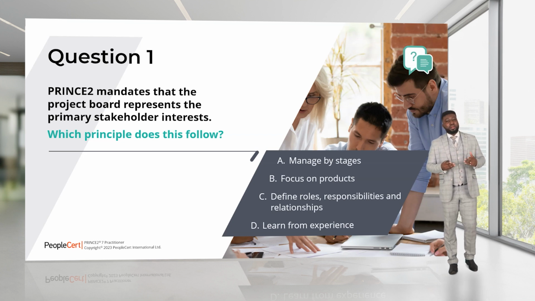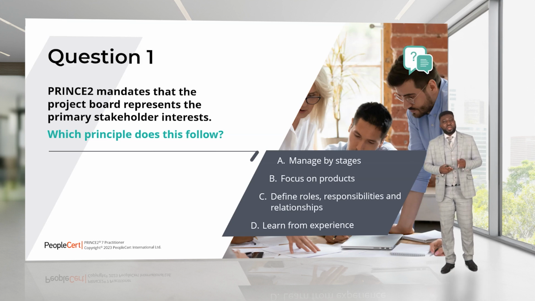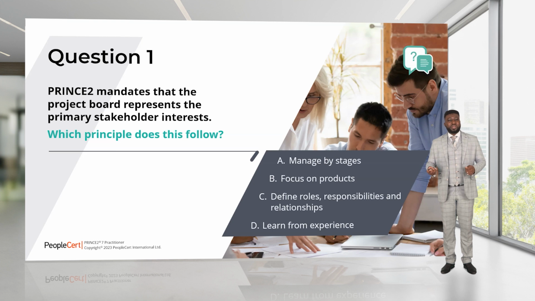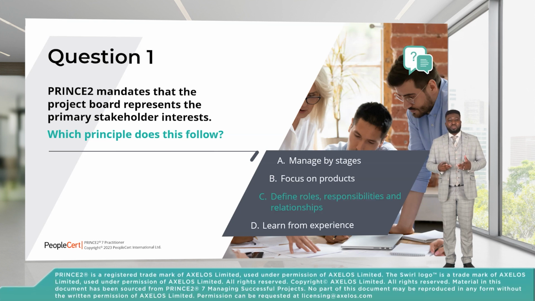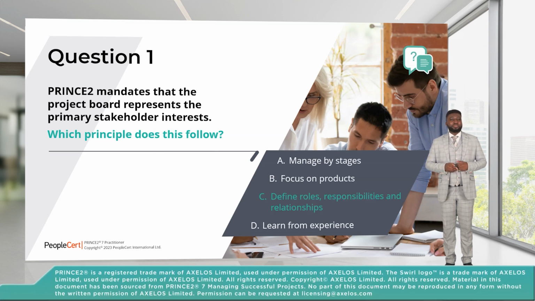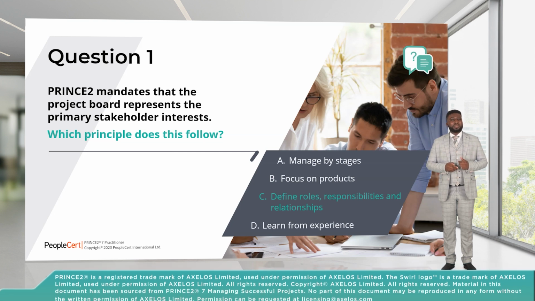And if we look at D, learn from experience. While this is a very good idea on a project, that we should learn from past experience as well as future experience, this has nothing to do with stakeholders. When it comes to defining the primary stakeholders, we're looking at defined roles, responsibilities, and relationships. This is the key principle that relates to the organization theme where we set up our project structure. So your answer will be define roles, responsibilities, and relationships. Hopefully that makes a little bit of sense.